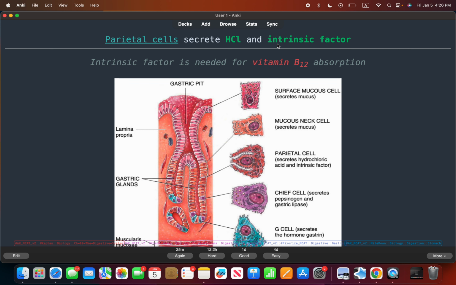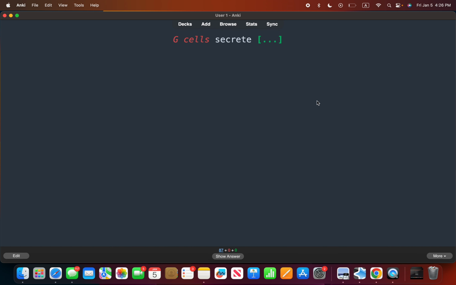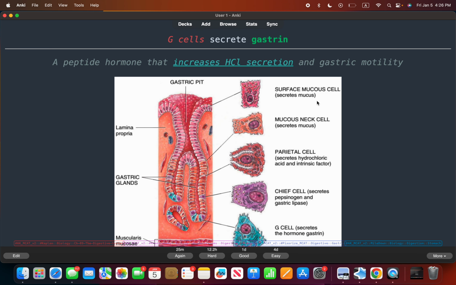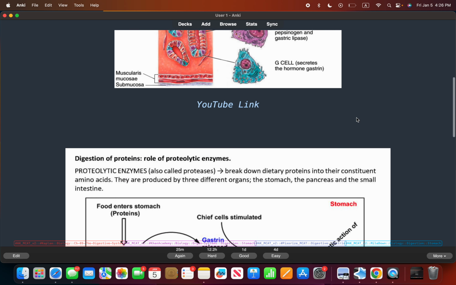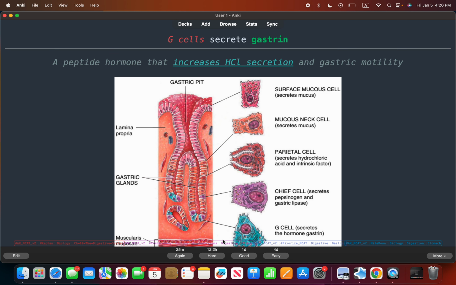I still got the intrinsic factor, but I didn't notice it was for vitamin B12. So G cells secrete gastrin, and it's a peptide. Gastrin is a peptide hormone that increases HCl secretion and gastric motility. So yeah, we can forego with that. You should know it not only increases gastric motility but also hydrochloric acid secretion.